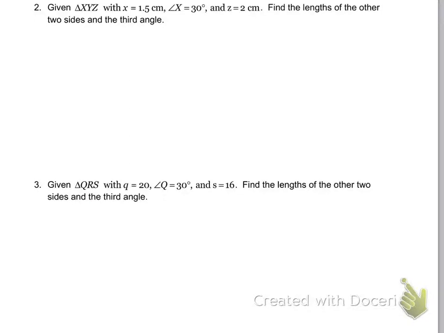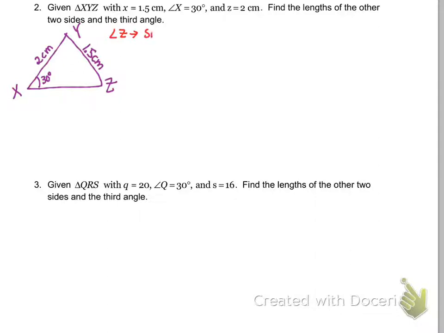Okay, so given that triangle XYZ, we know that the side x is 1.5 centimeters. Angle x is 30 degrees. And side z is 2 centimeters. Okay, so the first thing that I'm going to choose to do is find angle z. So to do that, I'm going to use the law of sines. Or the law of sine, sorry. So angle z will look like this.